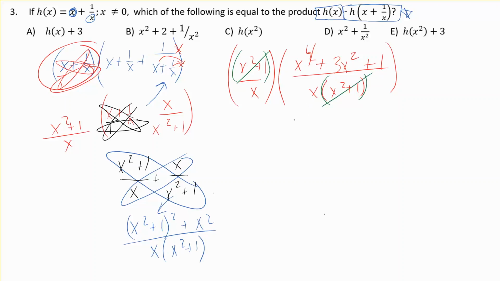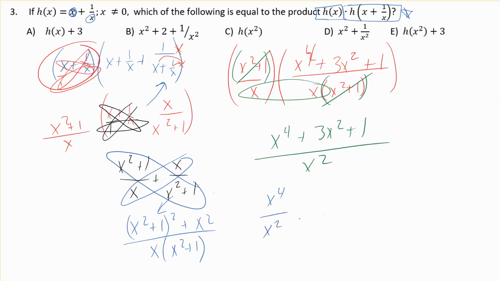And now let's take a look. I can multiply these guys together. X to the 4th plus 3x squared plus 1 over x squared. A very important simplifying skill in calculus is understanding that if it's all over a monomial, we can break it up into pieces. So I can write that as x to the 4th over x squared plus 3x squared over x squared plus 1 over x squared. And then that, of course, would simplify to x squared plus 3 plus 1 over x squared.